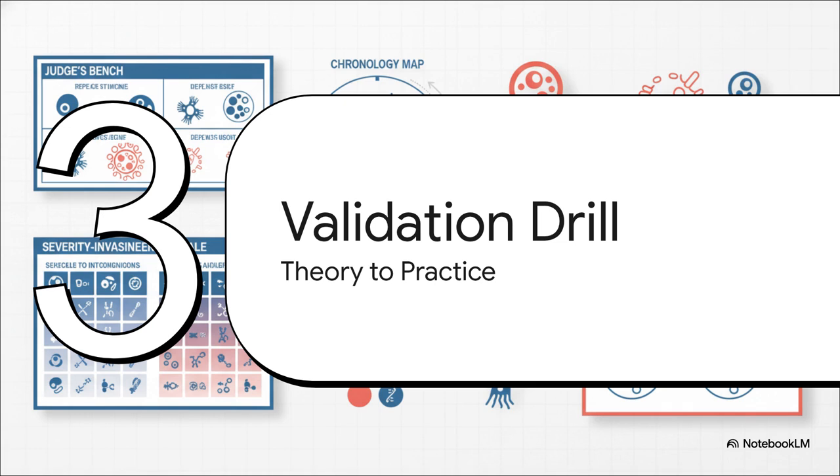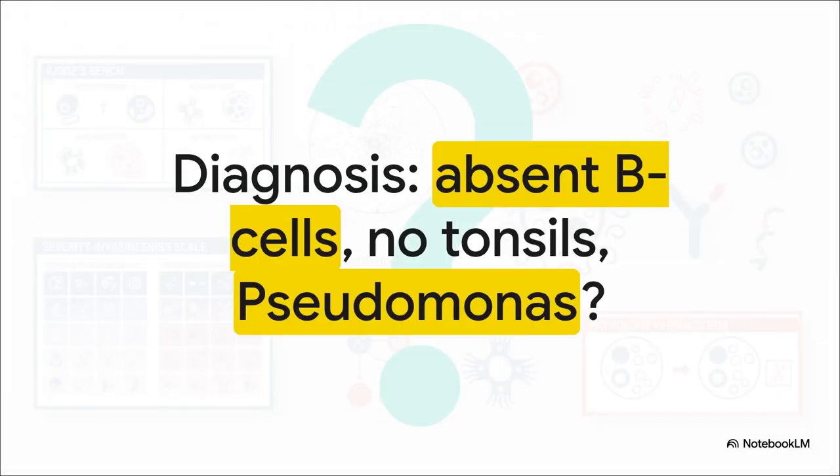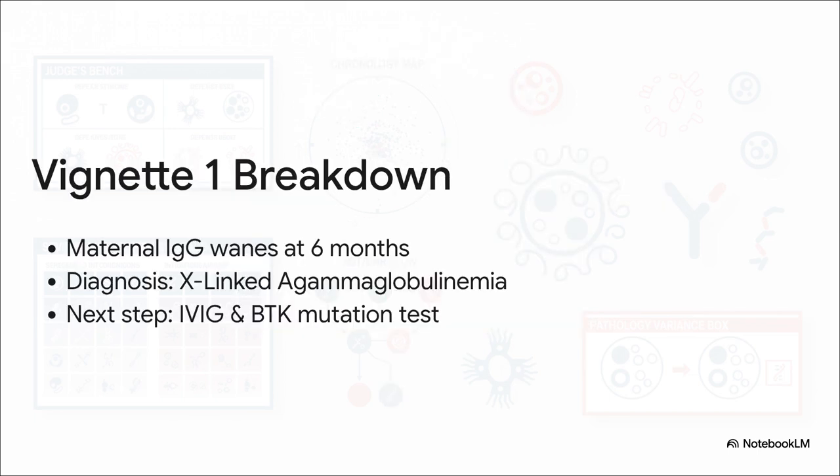I want you to synthesize everything we just talked about and apply it directly from theory to practice. You ready? Vignette 1. You've got an 8-month-old male presenting with recurrent Pseudomonas pneumonia. The physical exam shows an absolute absence of tonsillar tissue. Flow cytometry reveals normal CD3 positive T cell counts, but an absolute count of 0 for CD19 positive cells. Apply your signal-to-noise filtering here. What's the diagnosis?